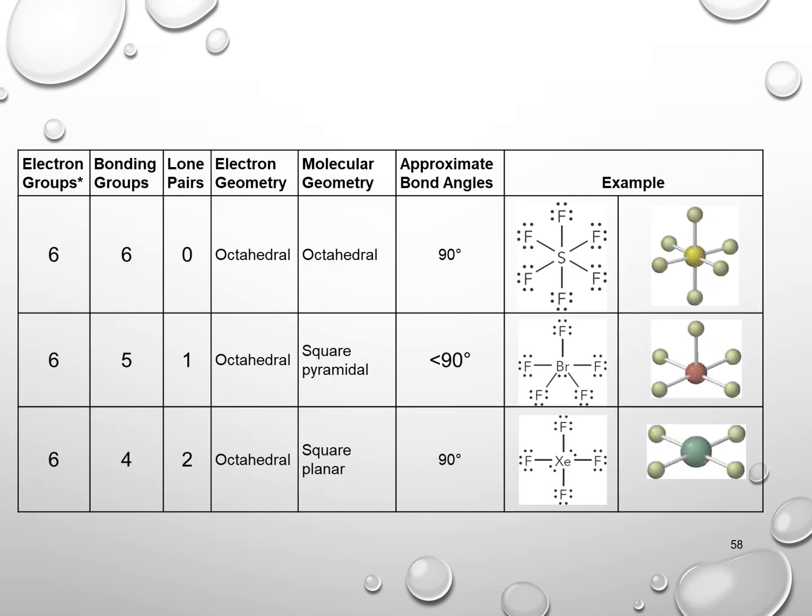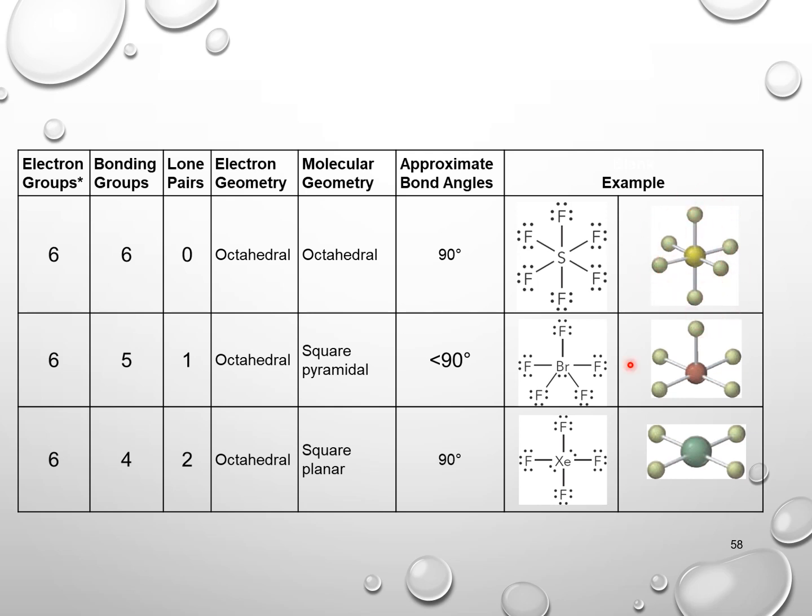If you had 6 groups, you start with 6 and 6 and 0. So if you drew SF6, in this case here, you have 6 groups, all of them are bonded. The best way to split 6 groups is to split them 90 degrees. So instead of 120 like the 5 groups, you just add another group here. This is also 90, 90, 90. So there's 6 groups altogether. Everybody's 90 degrees away from each other. This is the shape of octahedral.